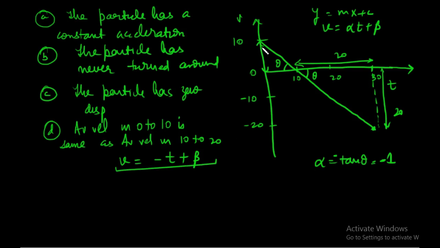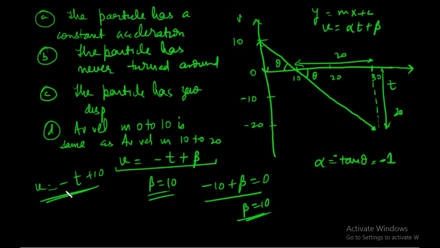Now when V is 10, t is 0, this means beta would be equal to 10. Also when V is 0, t is 10. This means minus 10 plus beta is again 0. So beta is again 10. This means beta is 10. So V equal to minus t plus 10.